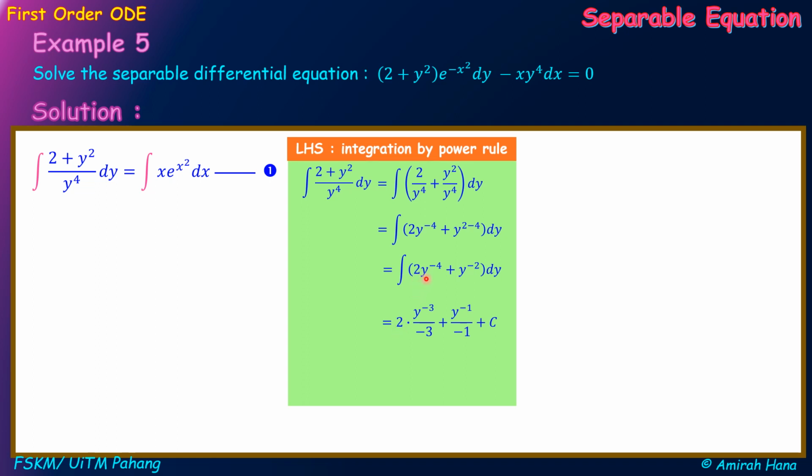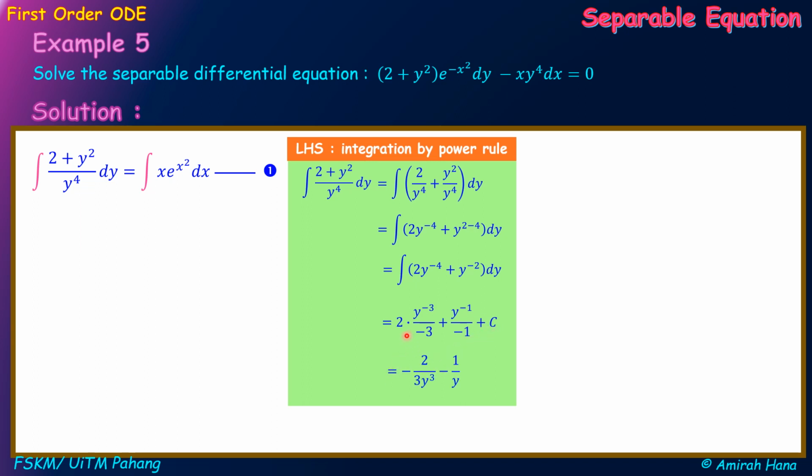So from here, when we integrate, we still have constant 2. And then when we integrate y to the power of negative 4 using the power rule, we get y to the power of negative 3 over negative 3, because negative 4 plus 1. And then plus, when we integrate y to the power of negative 2, we get y to the power of negative 1 over negative 1 using the power rule. And then plus c.